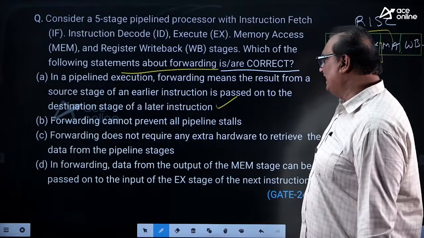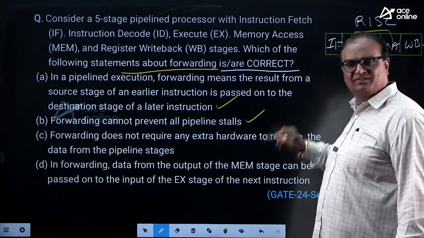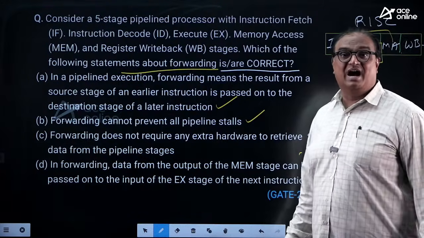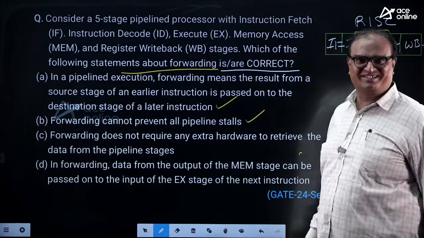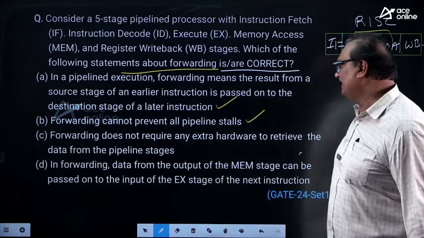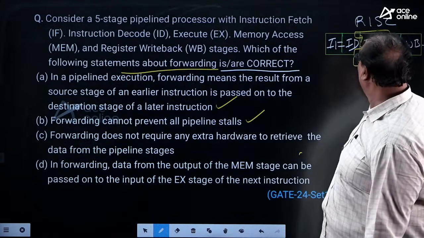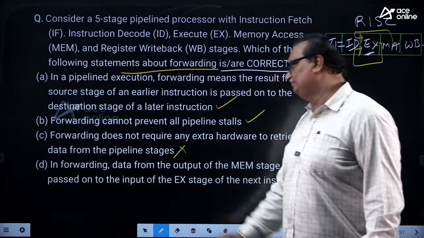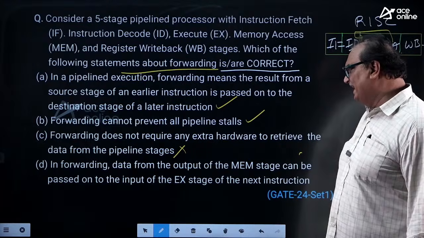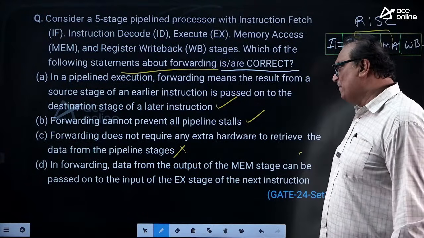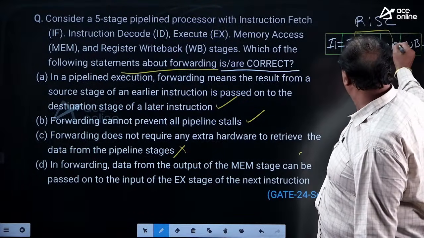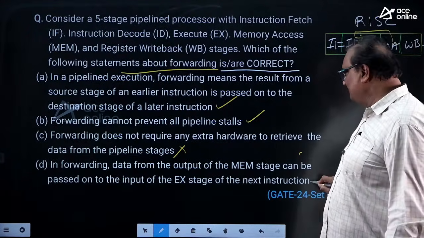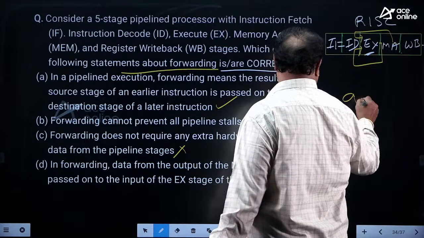Next: forwarding cannot prevent all pipeline stalls. Yes, because forwarding can prevent only RAW stalls but not branch stalls. Forwarding does not require any extra hardware to retrieve the data from the pipeline? To retrieve the data from the pipeline, it requires extra hardware, that's why it is false. In forwarding, data from the output of the memory stage can be passed on to the input of the EX stage of the next instruction? Yes. So the correct options are A, B, D.